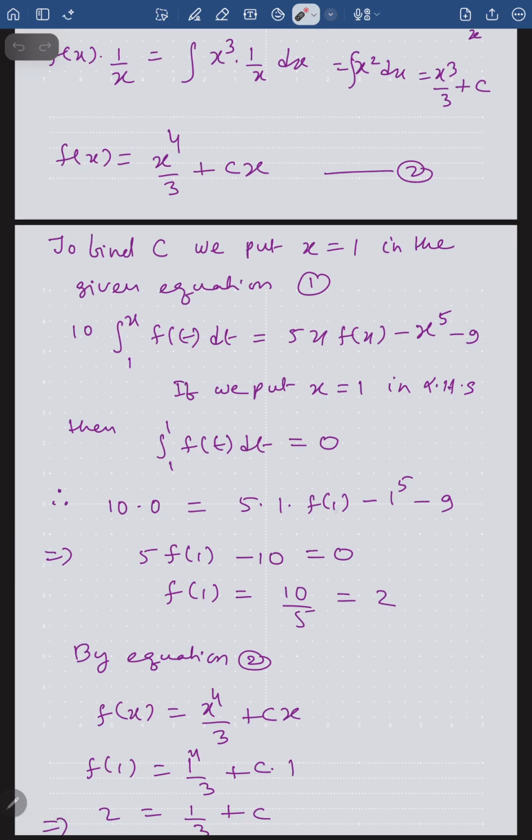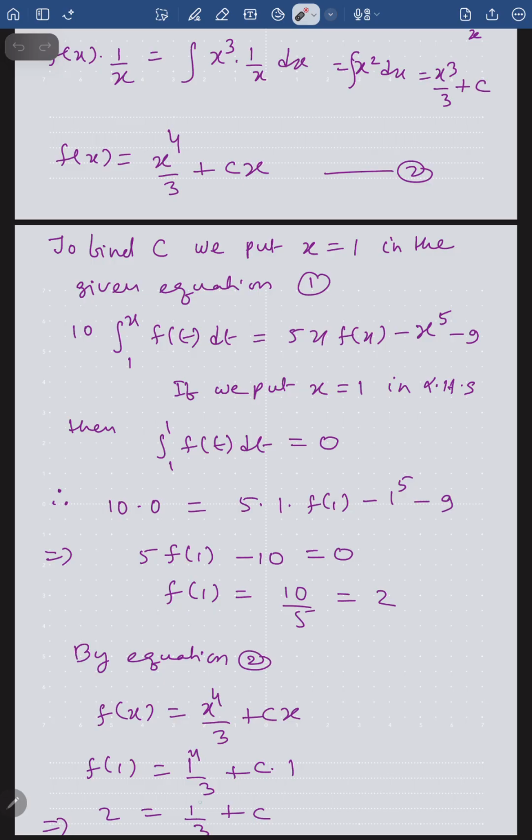Therefore 5 into f(1) minus 10 equal to 0, because 10 into 0 is 0. In this way you get f(1) as 10 upon 5, equal to 2. So f(1) is clear. Now you know f(x), so we will use this fact now: when x is 1, f(1) is 2.